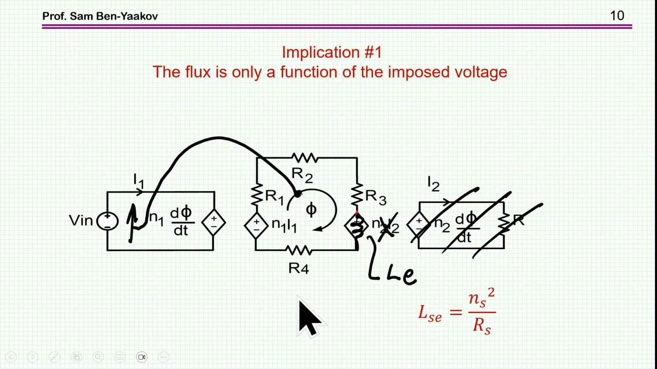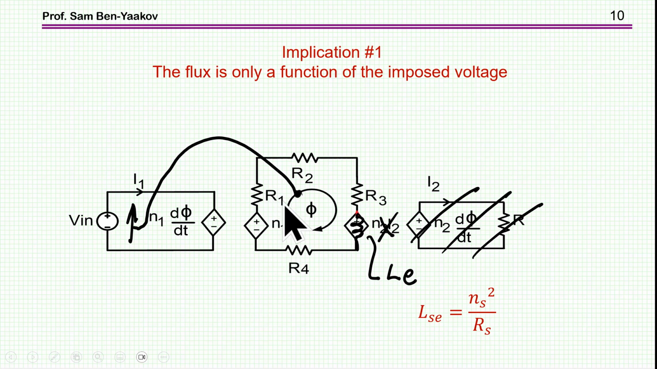So what are the implications of this circuit if we now realize that here we have just an inductor? Okay, so we can draw some conclusions here. First of all, the flux depends only on the input voltage. And this is because we have here an inductor. The inductor is defined by N squared over R. It's independent of the current. So no matter what the current level is, we're going to see the same picture here.